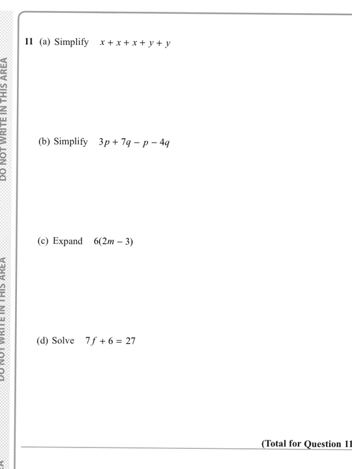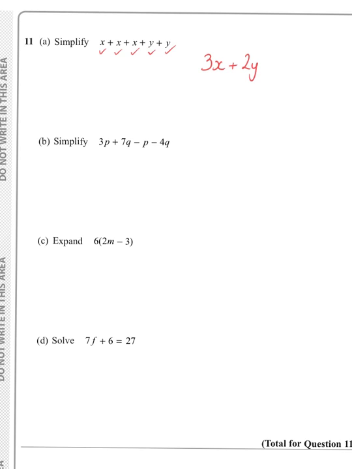So question 11, we've got to simplify this expression. So let's have a look at the x's first. We have 1, 2, 3x, so we have 3x, 3 times x, and then we have 2y, so that's 2y. So 3x plus 2y, or 2y plus 3x would be the simplest version we could make of that expression.